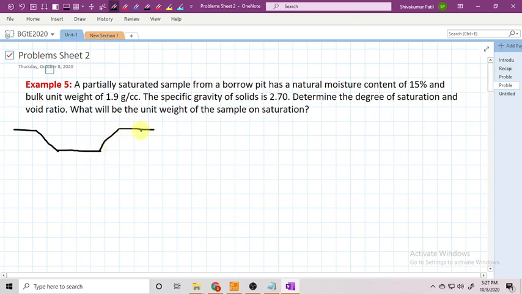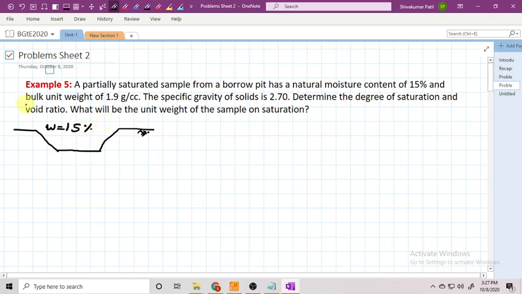So this is the ground level. From this we will dig the soil and take it out and place it wherever it is required for the construction, maybe for the construction of roads or some embankments. So here the borrow pit properties they have given. What is the water content here? So water content will be 15%.